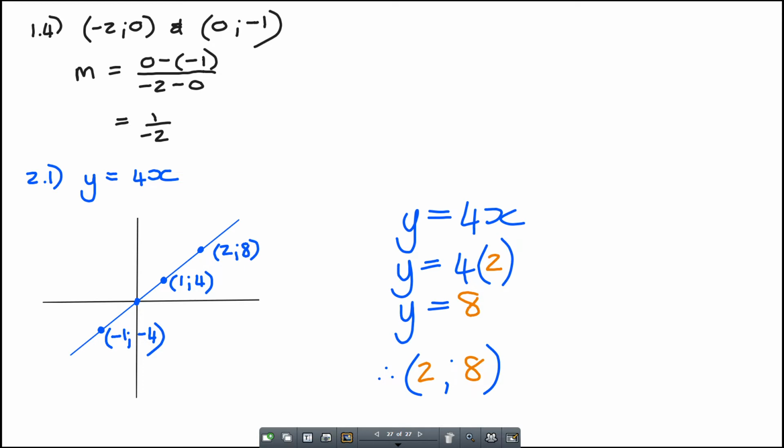There we go. Sien julle reg? And then the other one, the negative one, as ek gaan instel x is minus 1, dan gee dit my minus 4. So the coordinate would be, if x is minus 1, then y is minus 4. And that's where I get this one from.